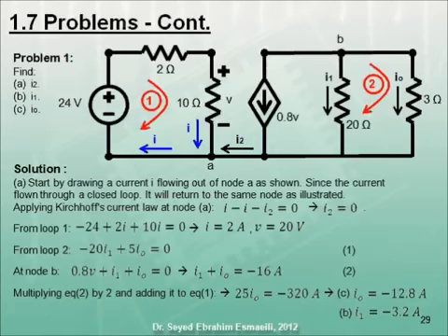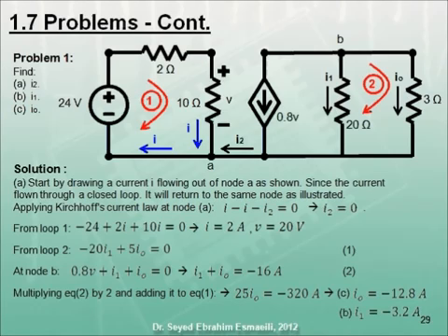Before concluding this chapter, we will solve a couple of problems to further illustrate the concepts. In problem 1, we need to find I2, I1, and I0. Start by assigning a current through the independent voltage source, call it I. Applying Kirchhoff's current law at node A and assigning a positive sign to currents leaving the node, we get I minus I2 equals 0, which leads to I2 equals 0.